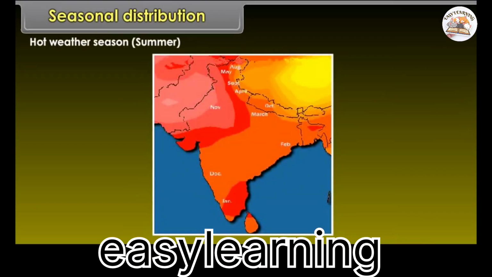Hot weather season, summer. The northward movement of the sun from the equator leads to a rise in temperature in India. Hot and dry winds called Lu blow during the day. Temperatures are at their high.